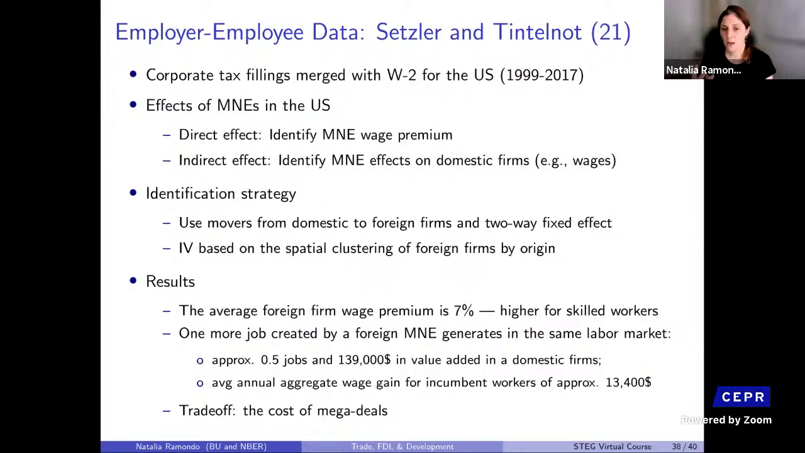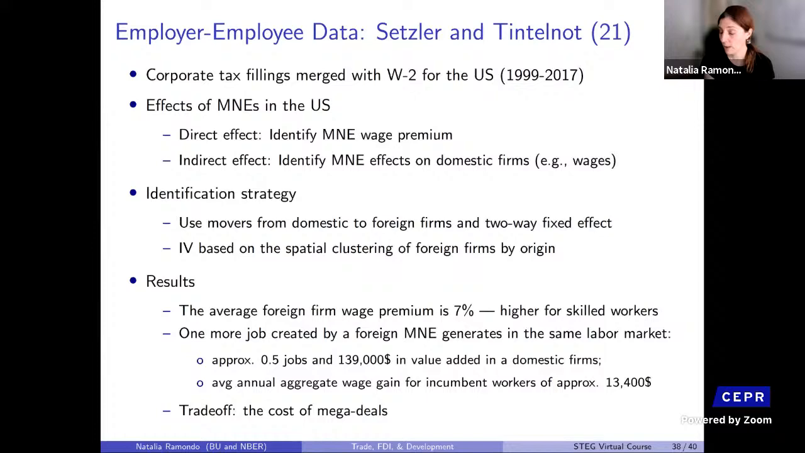So basically, you gain from having multinationals, but state governments and local governments spend a lot of money trying to attract them. So they put together those two forces. It's like these mega deals, right? So I think that has to be brought to the table when analyzing these spillovers.